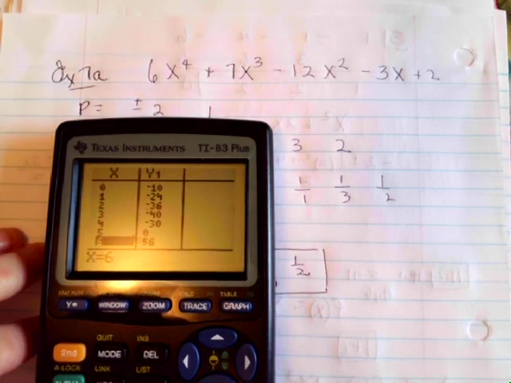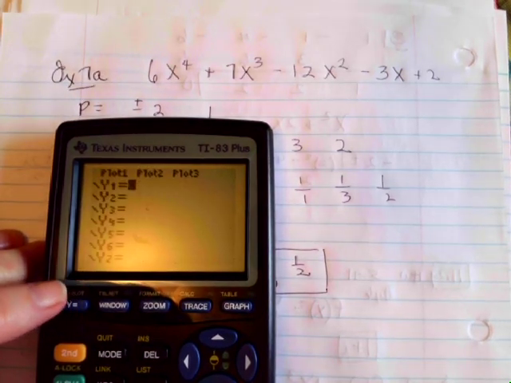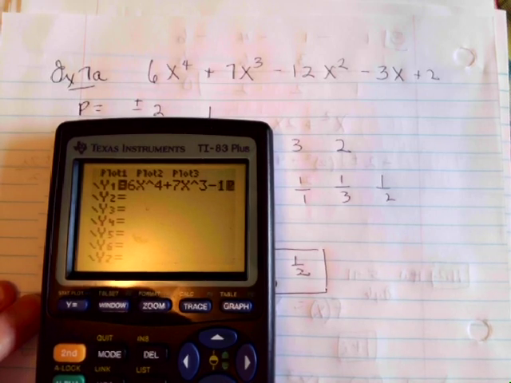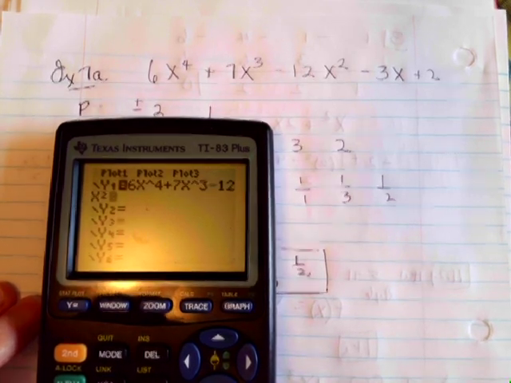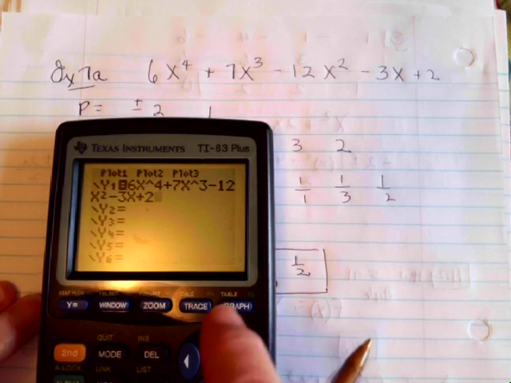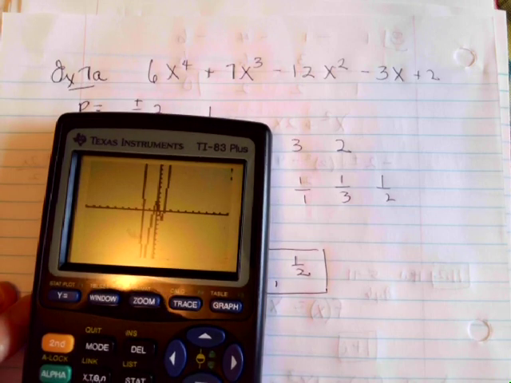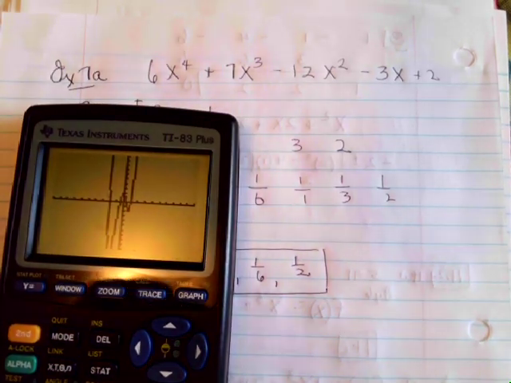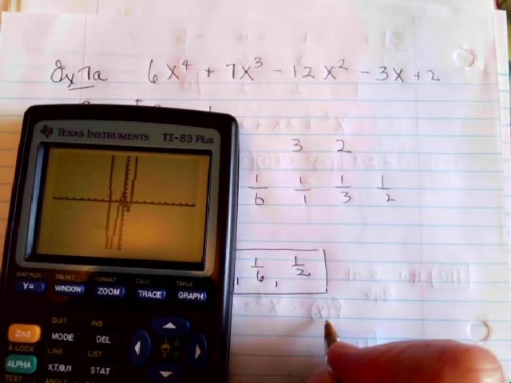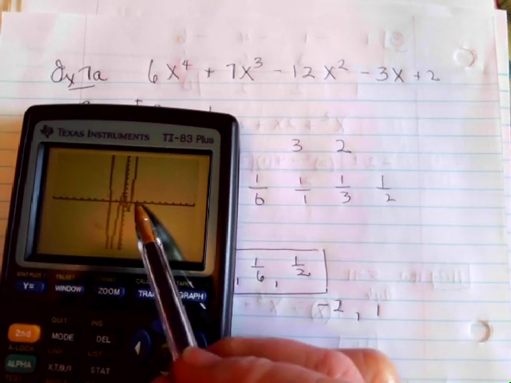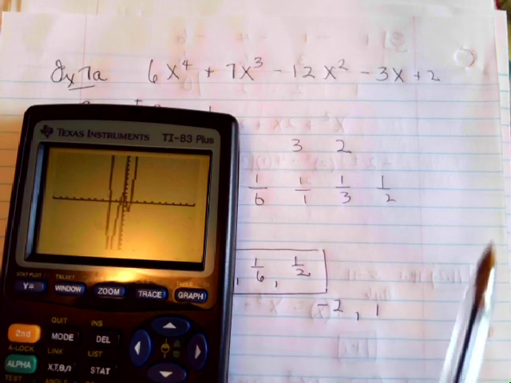Let's use our graphing calculator and see what this looks like. Six x to the 4th plus 7x cubed minus 12x squared minus 3x plus 2. I can easily see that this crosses the x-axis at -2 and at 1. I can see that one and I can see that one easily, but I got 2 in the middle here I got to try to find.